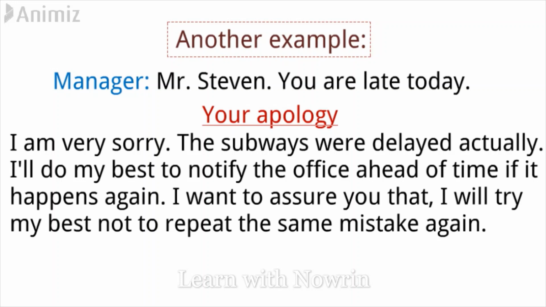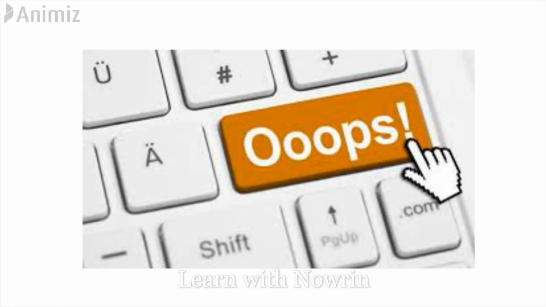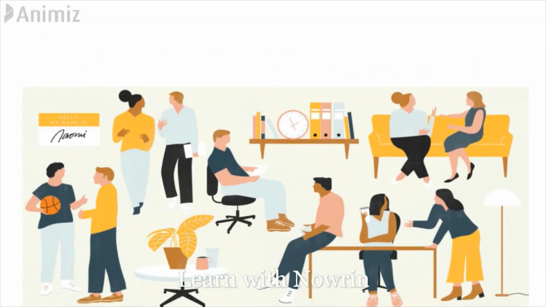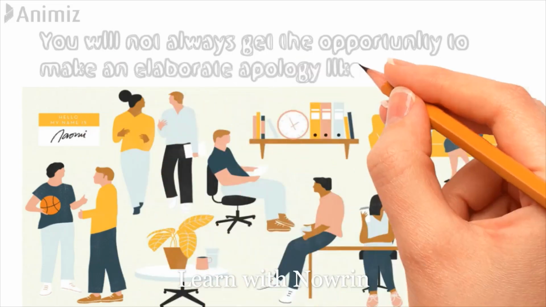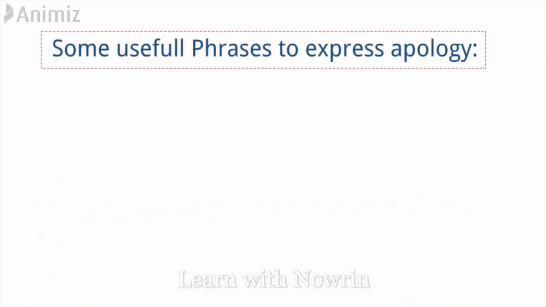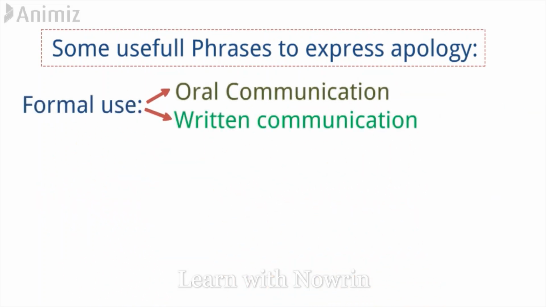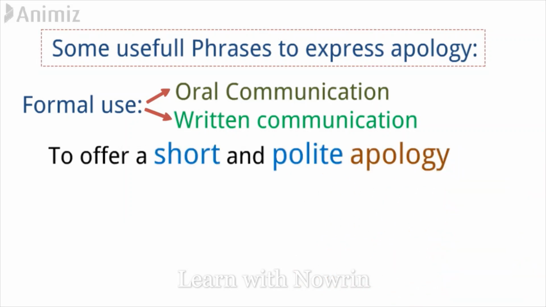Okay, see, there are 4 elements from that fixed scenario, so you can use them in different ways if you want to. However, there may be some situations where you will not get the chance to make a long explained apology like these that we have used in the demo. So you may have to shorten your apology or your reply. So here are some other phrases that you can use in different contexts, both in oral and written conversations, to offer a short and polite apology.